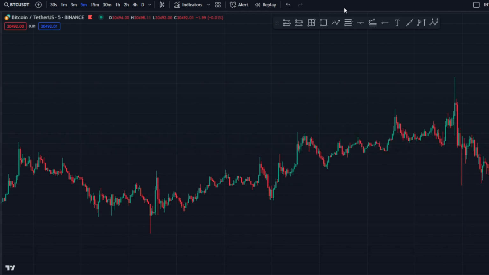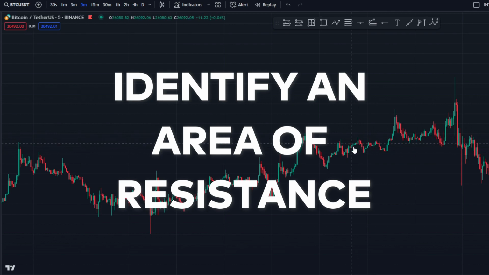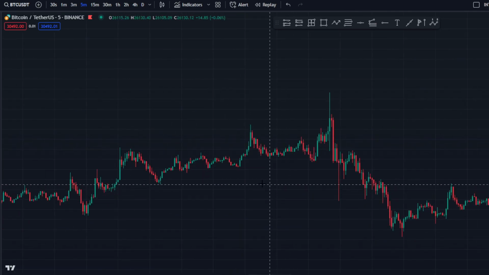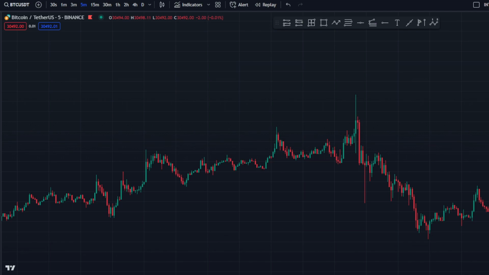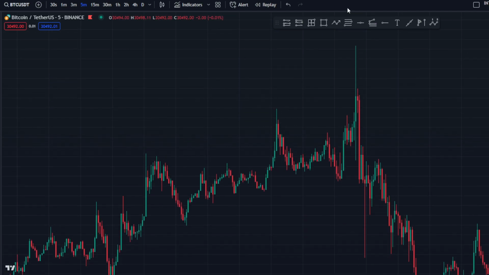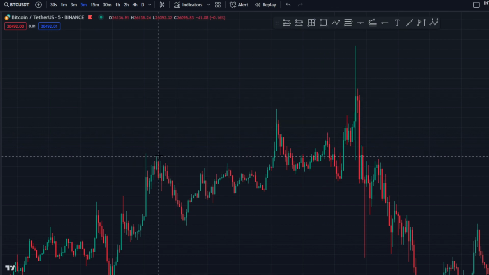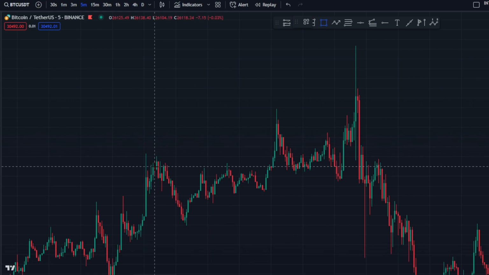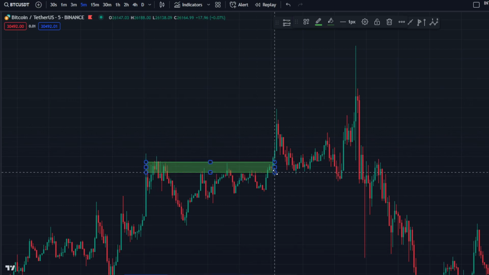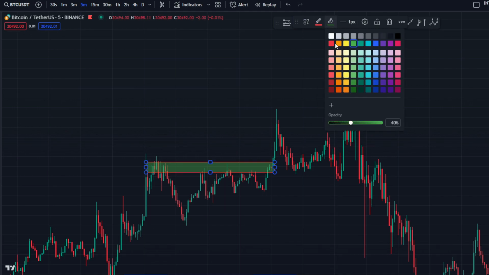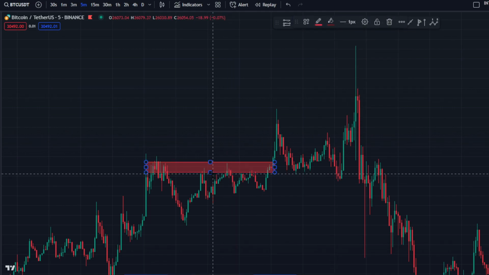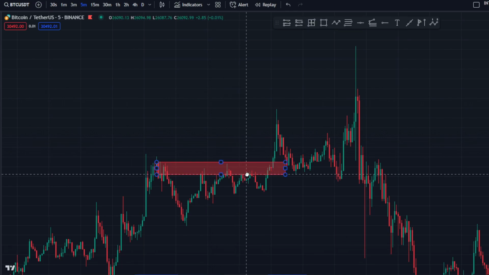In order for you to take long positions, you'll first need to identify an area of resistance that was previously identified. Resistance is basically the area whereby price had previously been sold and rejected multiple times. As you can see here, we can clearly identify an area of resistance. So draw this area. I'm going to make it red to look like it's resistance. What you see here is that price rejected this area multiple times.